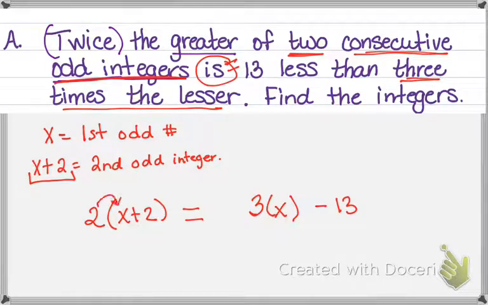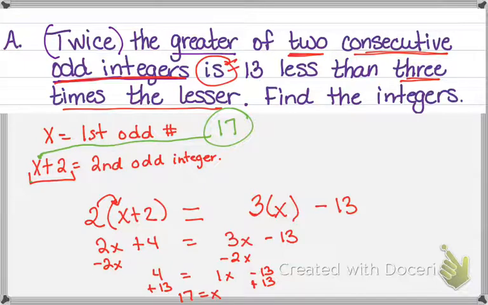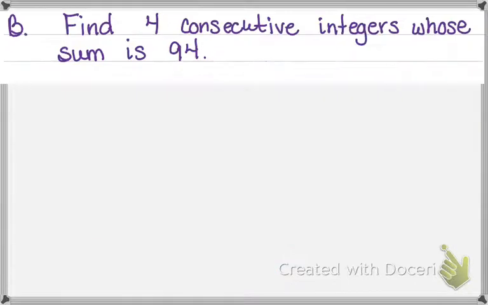So distribute: 2x plus 4 equals 3x minus 13, and now we're going to solve by moving things over. So minus 2x, we get 4 is equal to 1x minus 13. Plus 13, plus 13, so we get 17 is equal to x. All right, so now we know that this first term is 17. And if we plug 17 in, or substitute it in, 17 plus 2 gives us 19. So our integers that we're looking for are 17 and 19. All right, let's try another one.